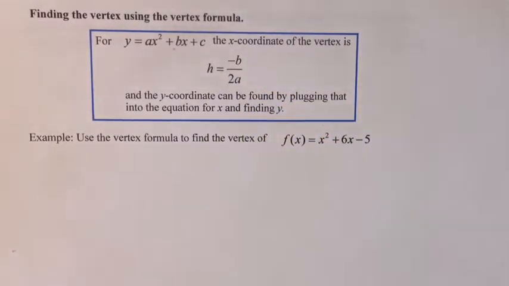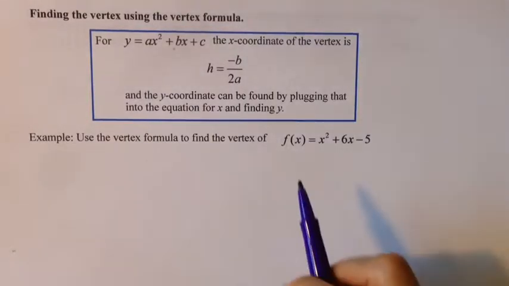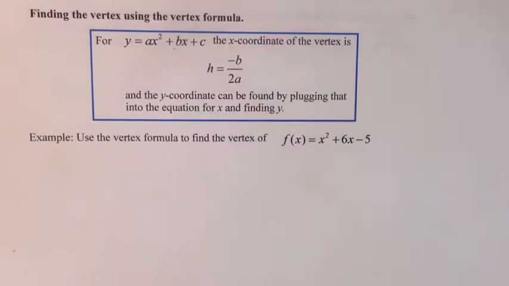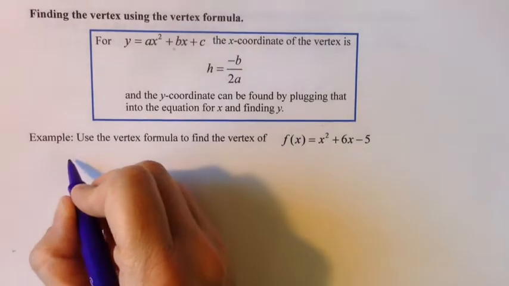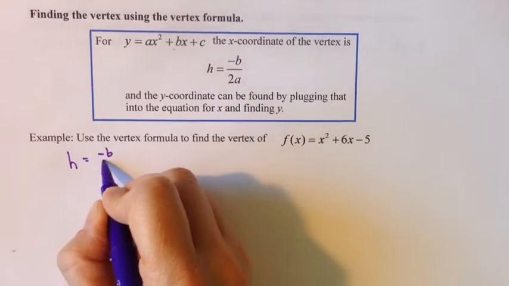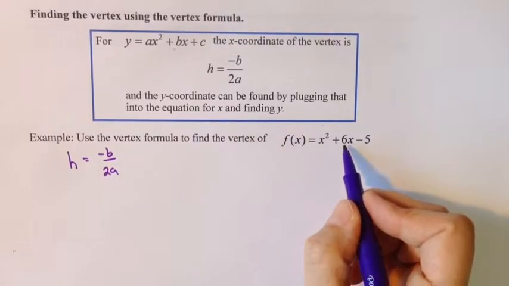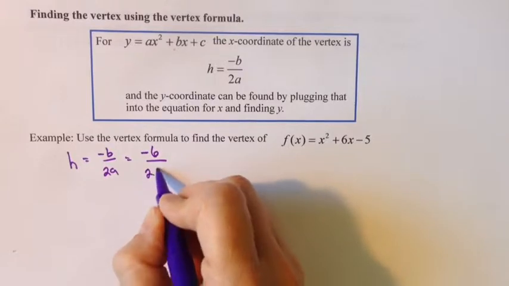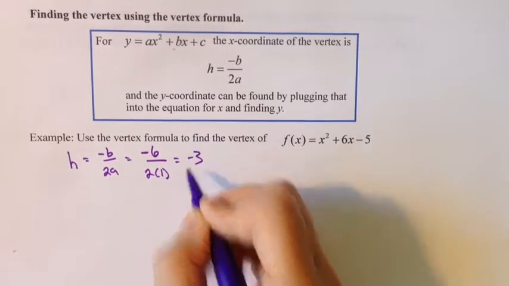Then we can find out what the y-coordinate is by plugging that back into the equation for x and finding out what y is. So now we're going to go ahead and do an example of that. We're going to start with f of x equals x squared plus 6x minus 5, and I'm going to find the vertex of this quadratic equation. So the x-coordinate, or the h part, is negative b over 2a. b is 6, and a is 1. So I get negative 3.